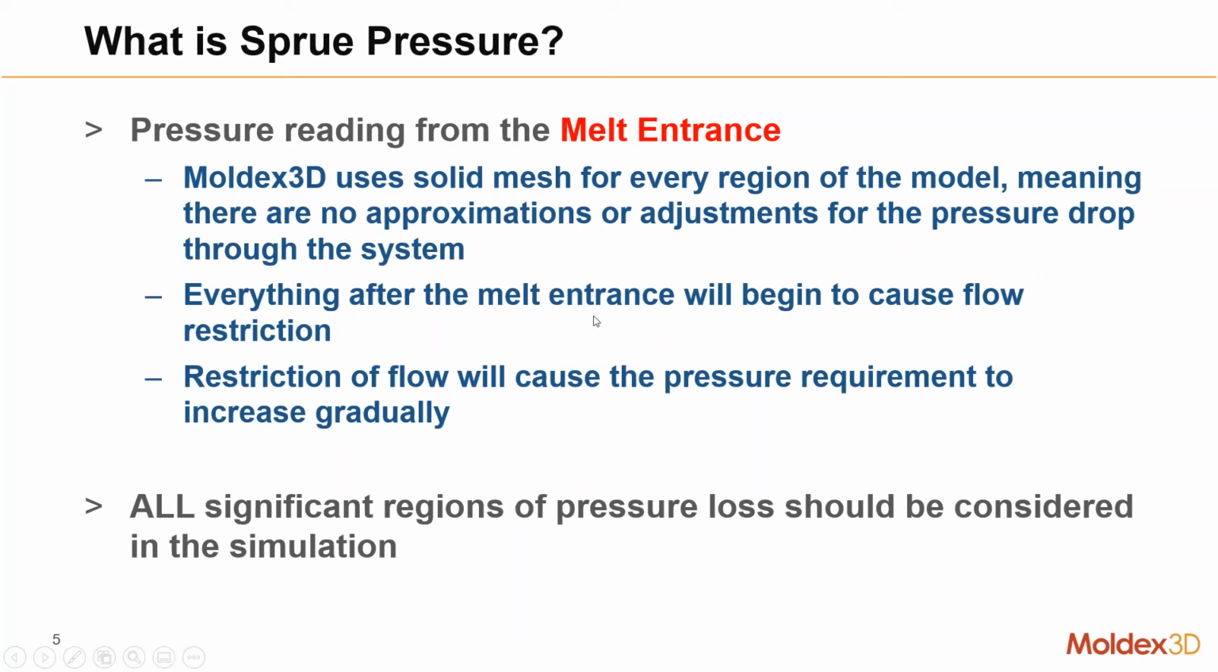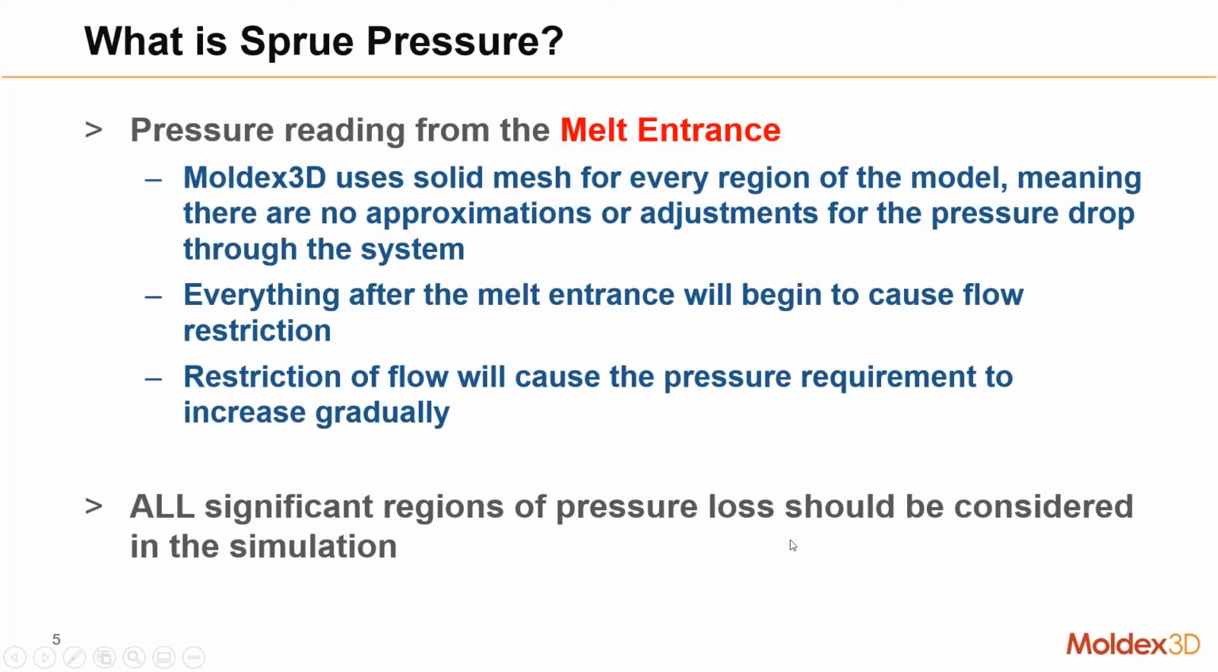All right, so everything after the melt entrance will begin to cause flow restrictions. So as the melt progresses through the melt system, the amount of pressure required to push that material forward increases, and that's where this sprue pressure comes from, or that's where this pressure curve that we're going to be talking about is going to come from. The restriction of flow will gradually increase the pressure requirement, like I mentioned.